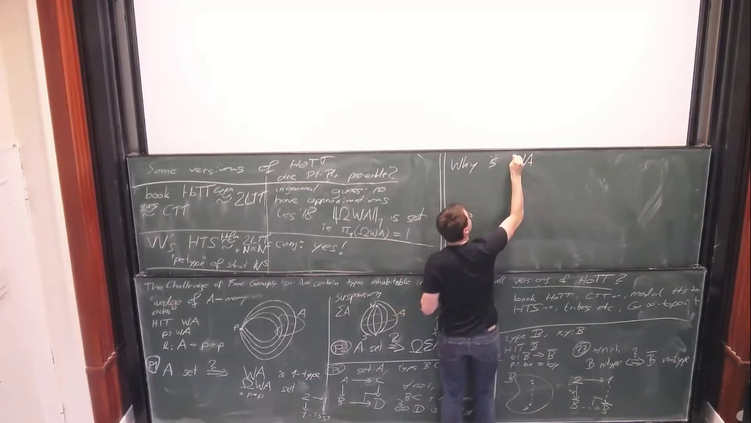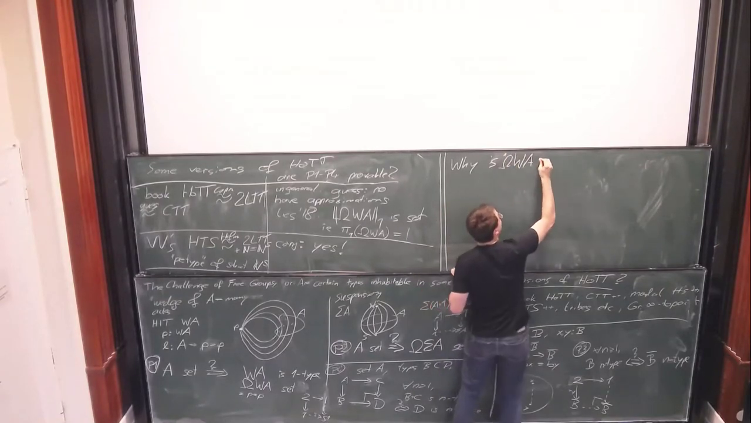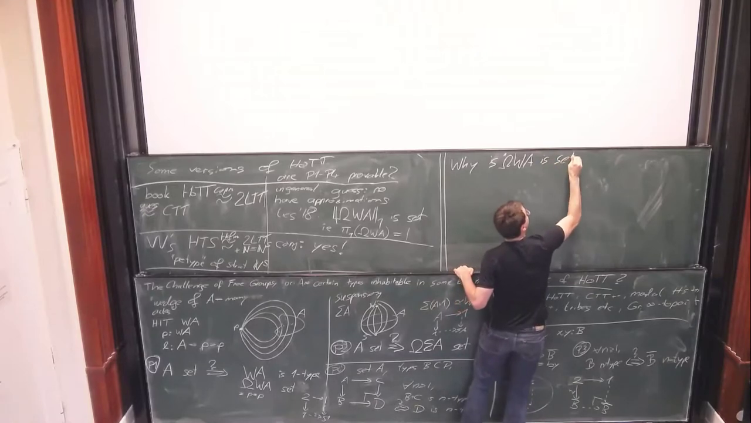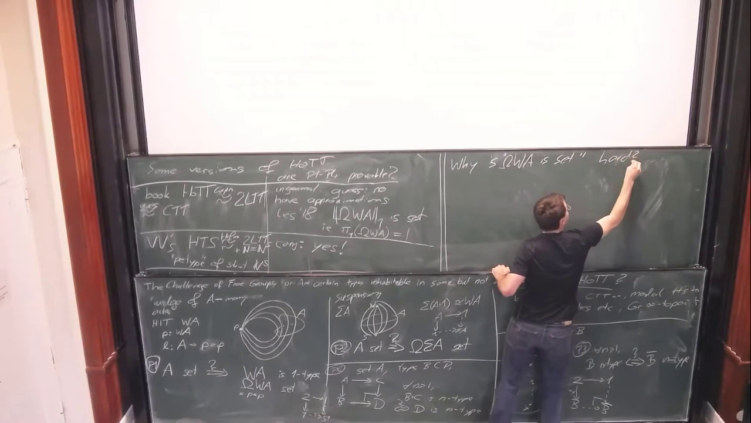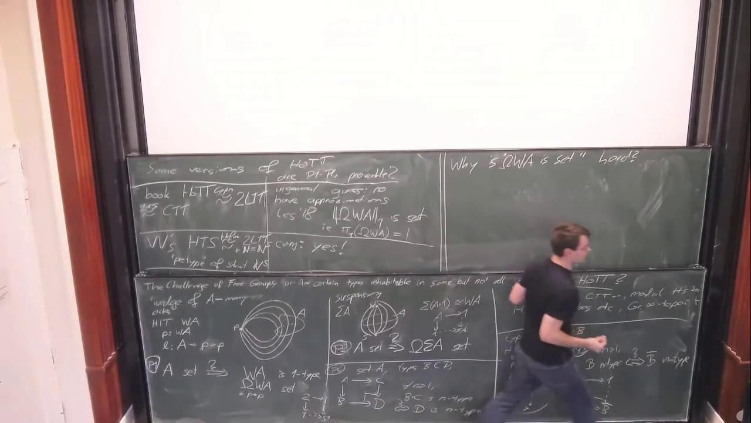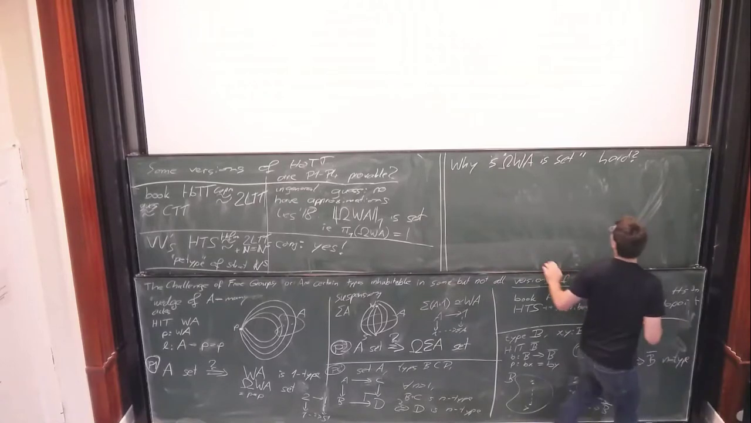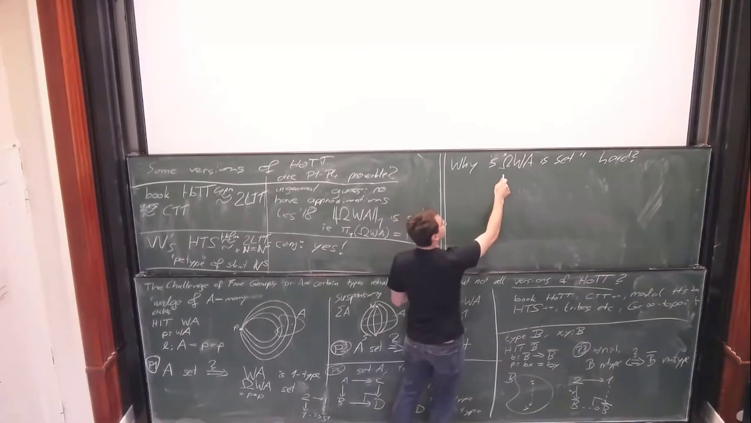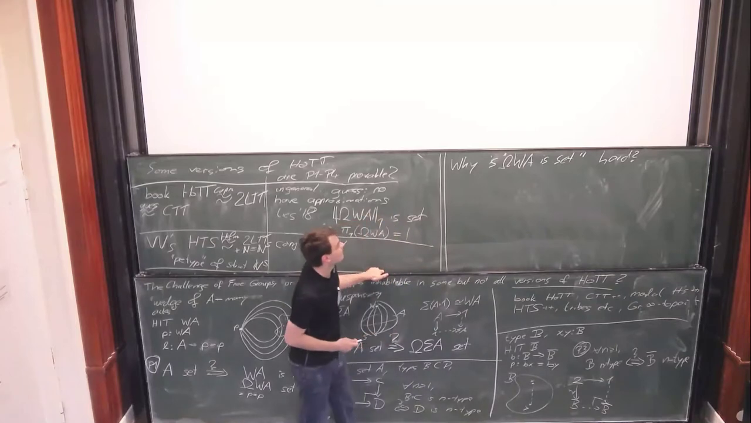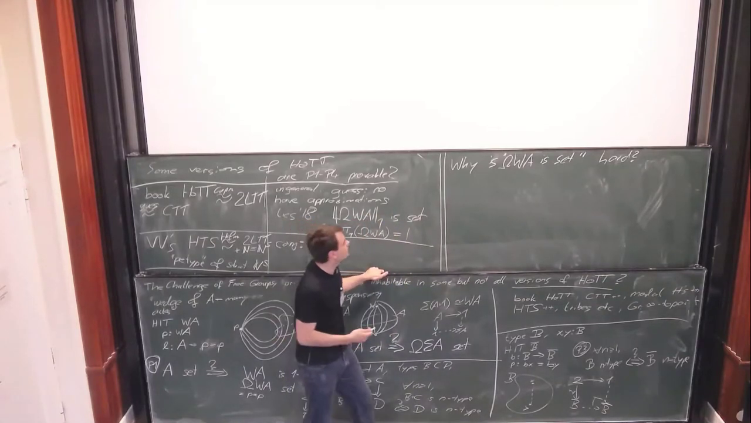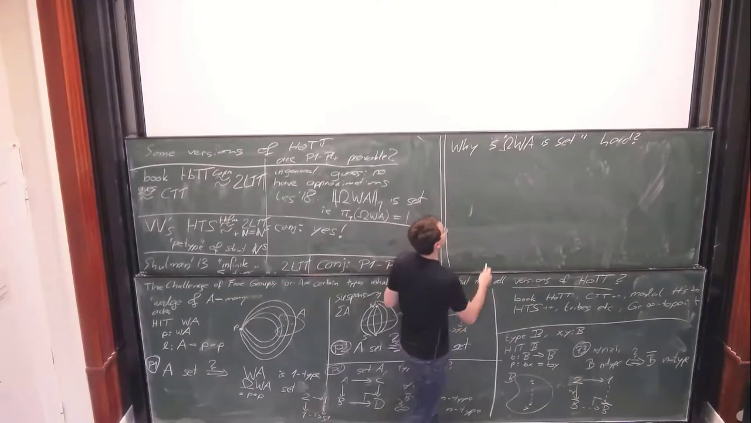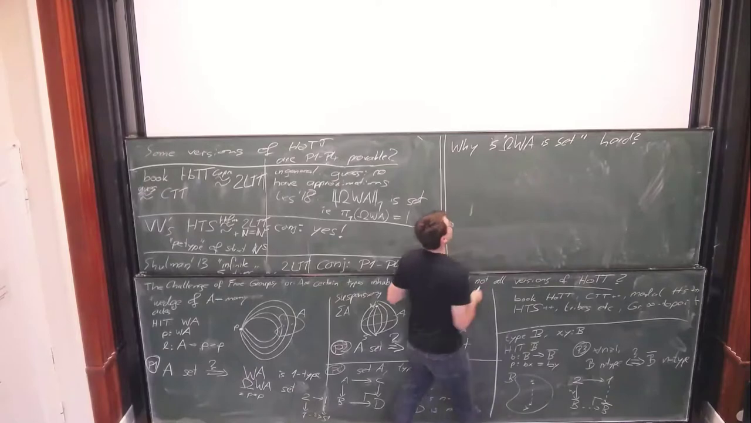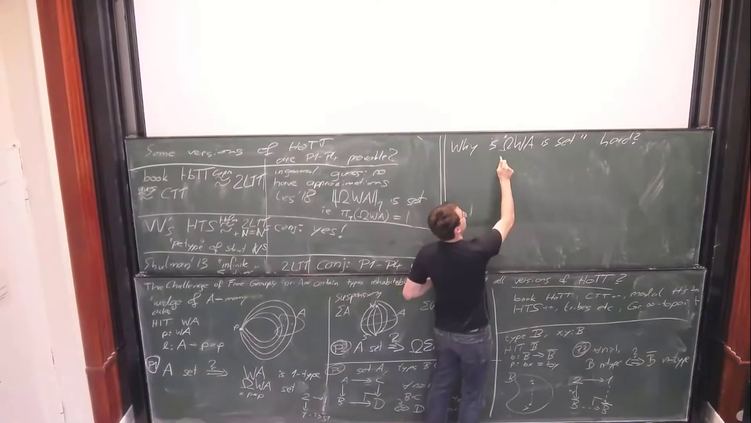So let's say, why is the problem whether omega WA is a set hard? So the intuition is that elements of this loop space here are like lists over A. Right. So in order to prove that this thing is a set, we probably first would want to describe this type a bit better.